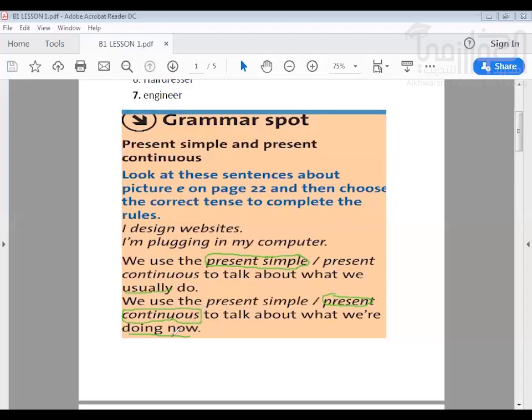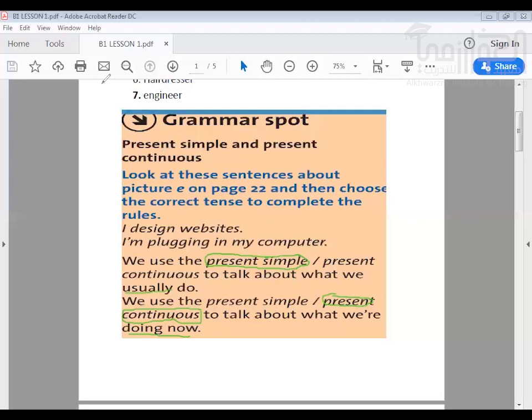So the present continuous is the answer. What we are doing now is the present continuous. What we usually do is the present simple. So mudari basit, what we usually do, adatan, amal. And then the present continuous, mudari mustamar, what we are doing now.